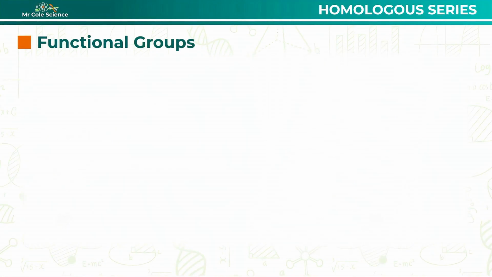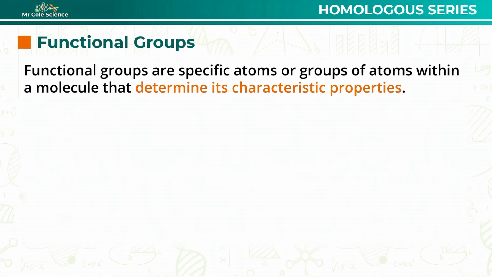So let's start with the key idea that everything in this topic is built around: functional groups. Functional groups are specific atoms or groups of atoms within a molecule that determine its characteristic reactions. If a molecule contains a particular functional group, it will react in a particular way. If it doesn't, then it won't. And that's why only some of the molecules you saw earlier would react with bromine water.